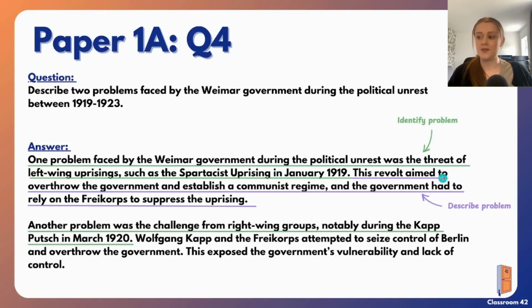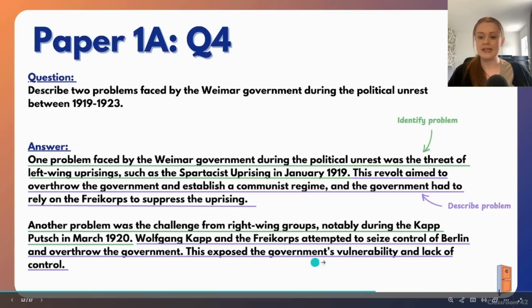Okay, so then we just need to do that again. So we're identifying a second problem. So another problem was the challenge from right-wing groups, notably during the Kapp Putsch. And then we just need to describe this problem and how it was a problem for the Weimar government. So Wolfgang Kapp and the Freikorps attempted to seize control of Berlin and overthrow the government. This exposed the government's vulnerability and lack of control. And that is 4 out of 4 marks.